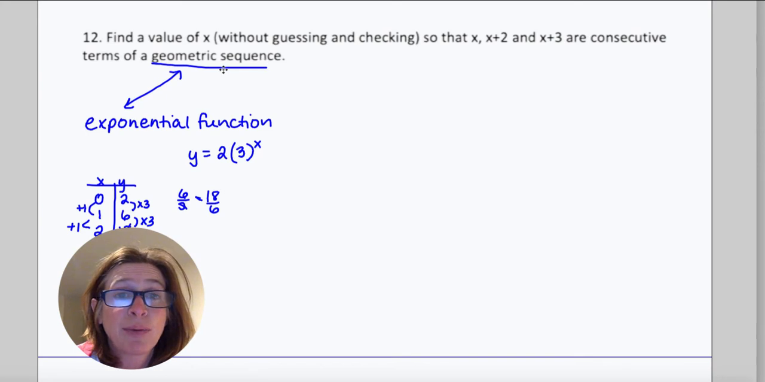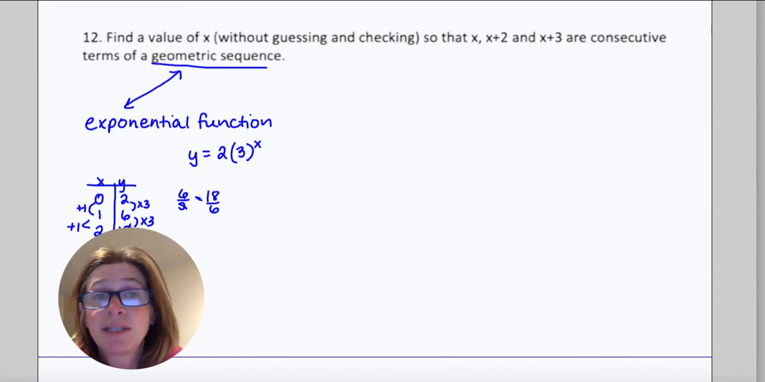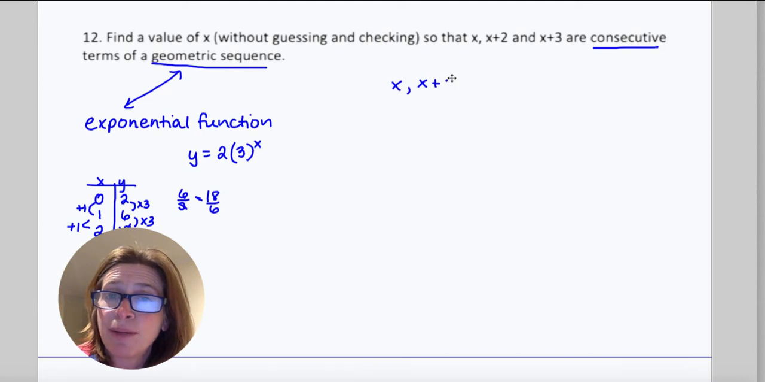That's basically what happens in a geometric sequence. If I turned this into the sequence 2, 6, 18, and you're multiplying by 3 every time, the ratio of 6 over 2 would be the same as 18 over 6. All right, so if we use that idea, it says find a value of x so that x, x plus 2, and x plus 3 are consecutive, that means right next to each other with no gaps, consecutive terms of a geometric sequence.